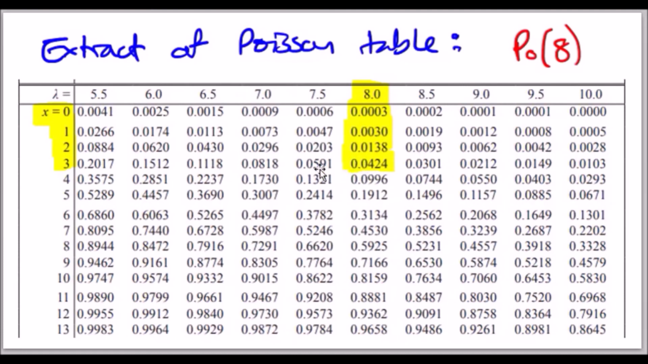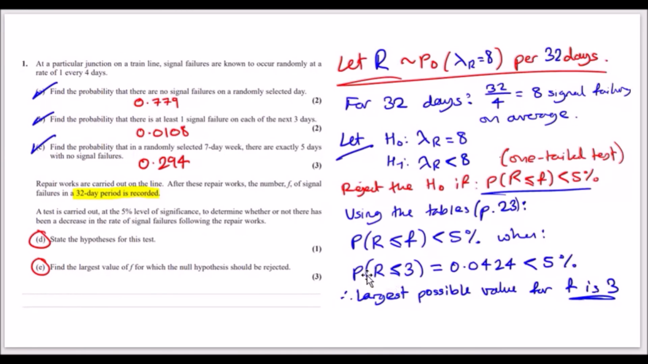The one just less than 5% represents x equals 3. So when x is less than or equal to 3, when the repairs are less than or equal to 3, hence the final answer would be the probability R is less than or equal to 3, because that probability is less than 5%. So the largest possible value for F is 3.